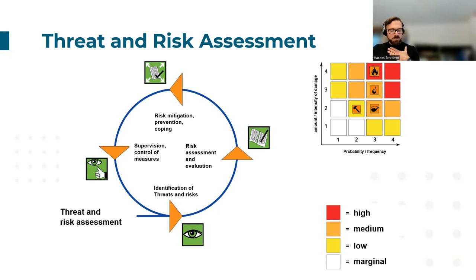Just a tip from my side: if you ever have to create such an assessment and present it, try to bring it in a graphic way on paper. Use colors. It makes everything clear, and everybody knows fire is the highest threat here. Water, clear. If we have to fight the fire, we do it mostly with water. If there is fire and water, mostly there will also be smoke and soot. So this makes things clear. If you present it, try to do it graphically.